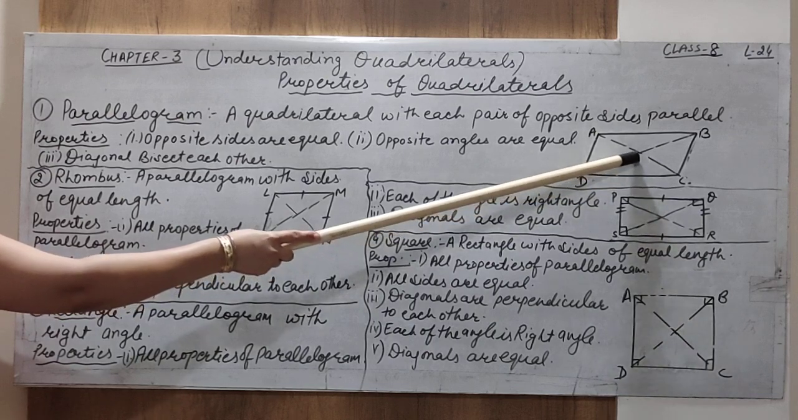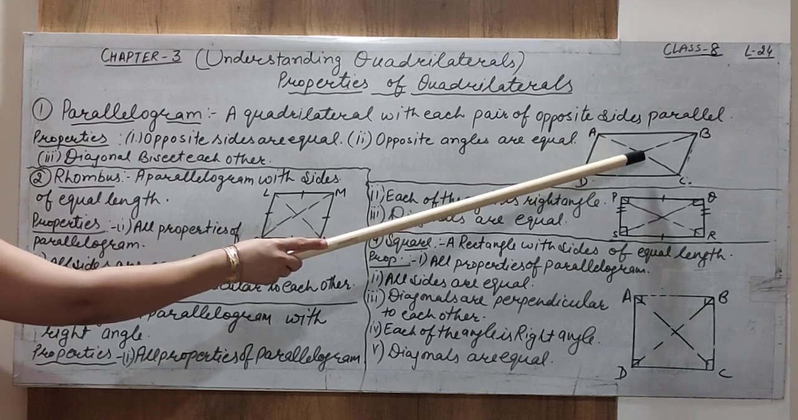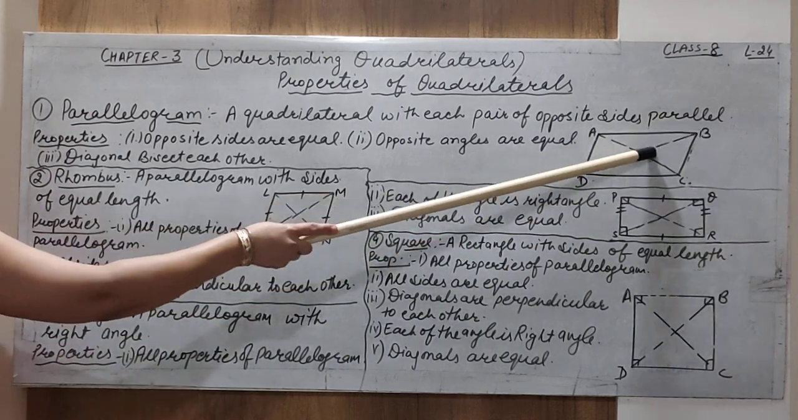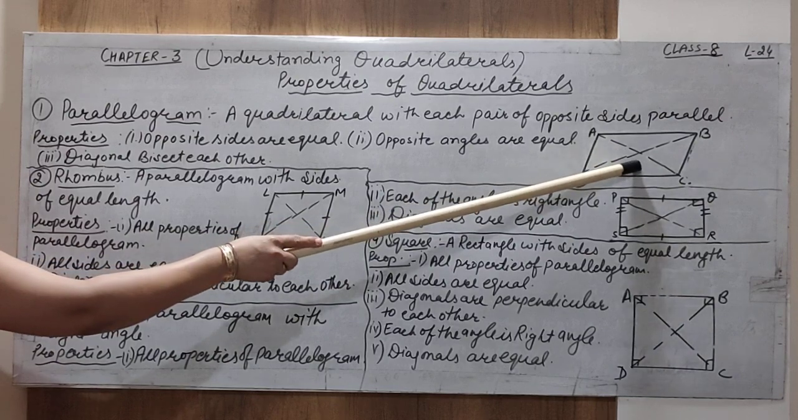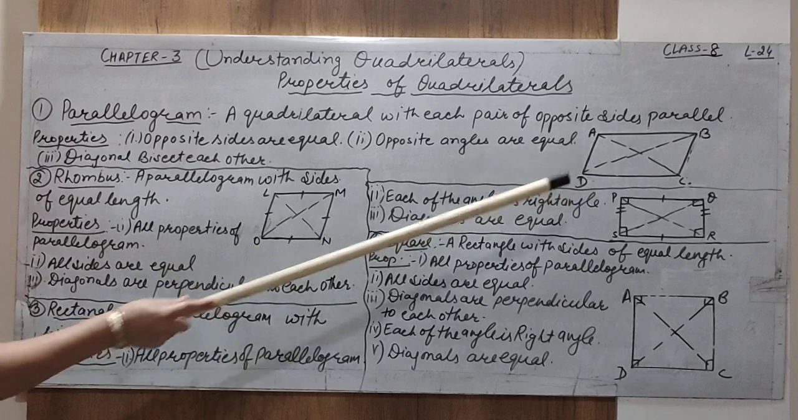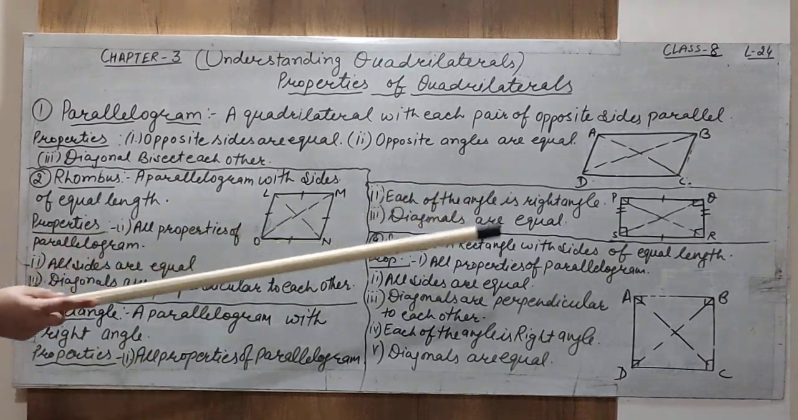You can consider the center point as O. Then we can say AO is equal to OC. Similarly, BO is equal to DO. That is, these parts are equal. These are the properties of the parallelogram which are used to solve questions on the parallelogram. Other properties we will discuss with the questions.